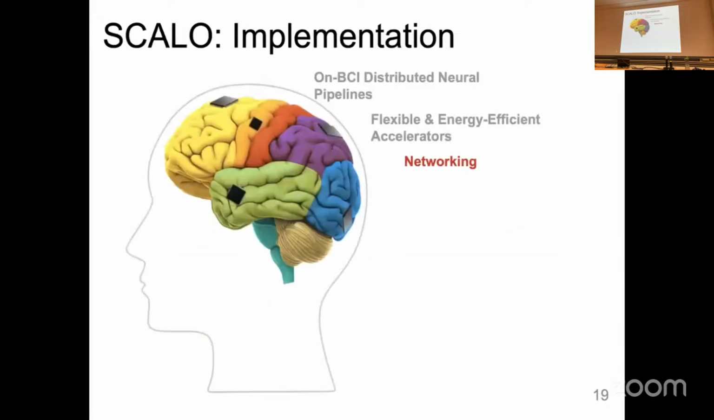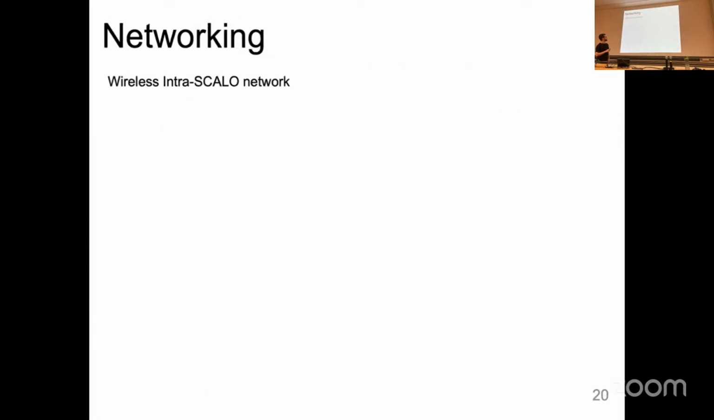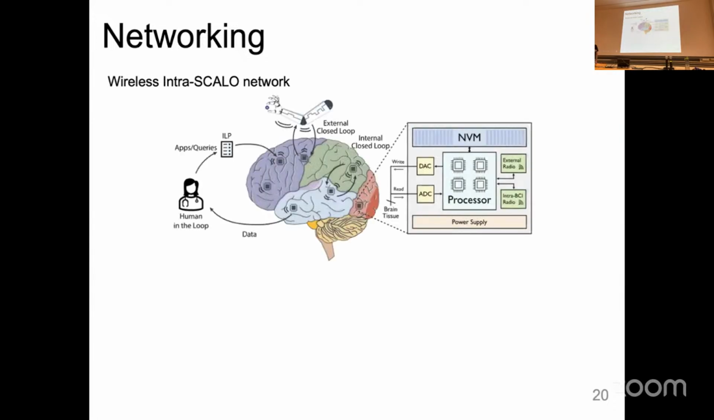Okay. Now let's talk a bit about networking. I will focus on the wireless intra-SCALO network. There's also one to communicate to external devices, and this switch network within the processing fabric, but I will only talk about this. You can imagine you have these nodes. Each node has this intra-BCI radio, and that's essentially how they communicate.